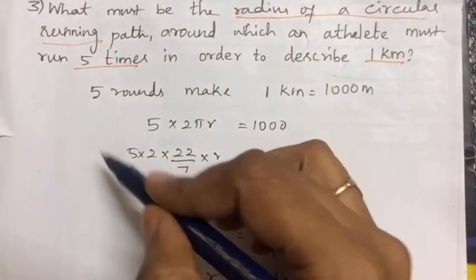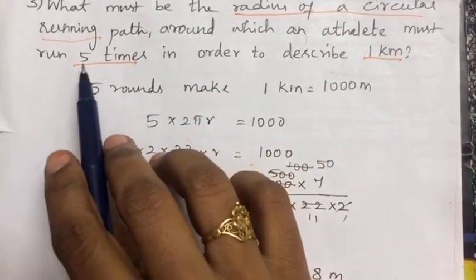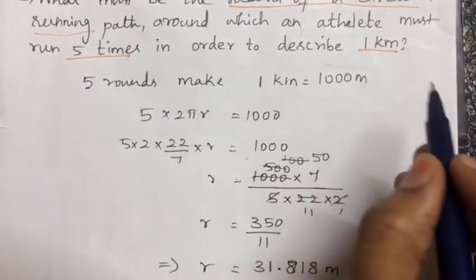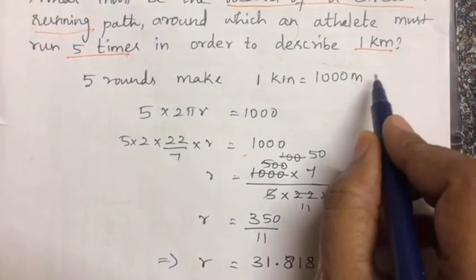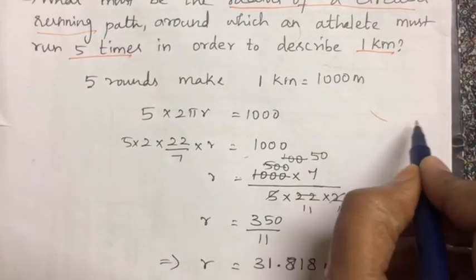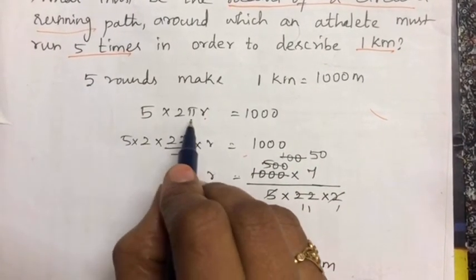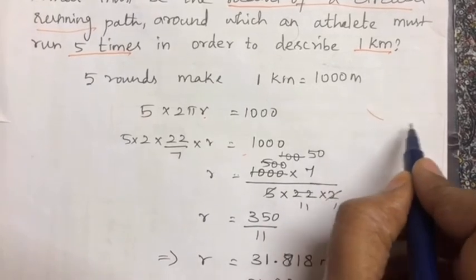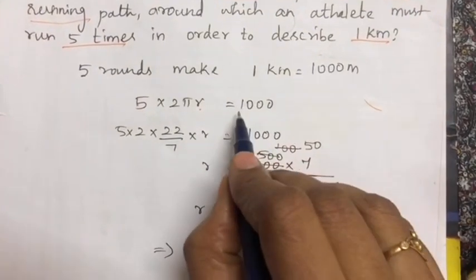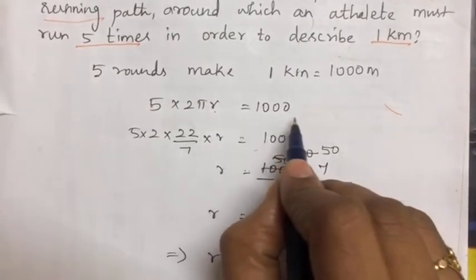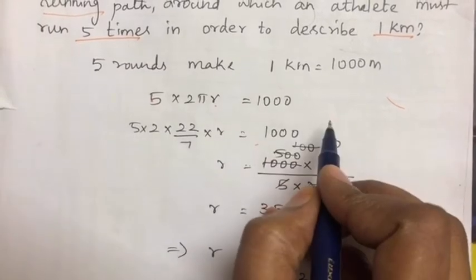So, to describe 1 kilometer, he has to make 5 rounds. So, what is the circumference of the circle? Circumference of the circle is 2 pi r. So, 5 times into 2 pi r. He will run around the circle, isn't it? So, if he completes the 2 pi r circumference 5 times, he can complete 1000 meters. So, 5 into 2 pi r is equal to 1000.